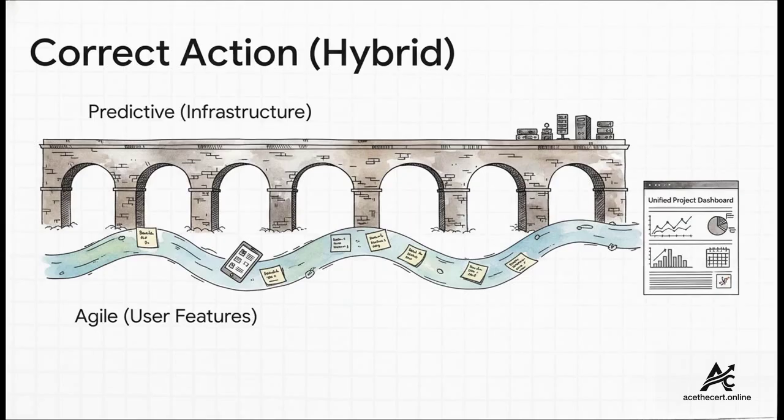For the infrastructure piece, with its fixed deadline and clear requirements, that's a perfect fit for a predictive approach. But for those user features that are still evolving, that's where Agile shines. You manage them in a flexible product backlog. The real skill is matching the right methodology to the right part of the work.